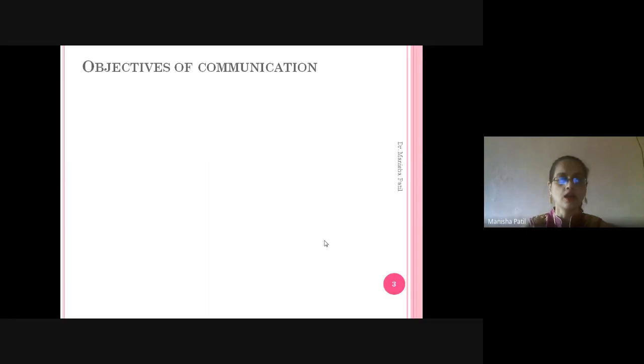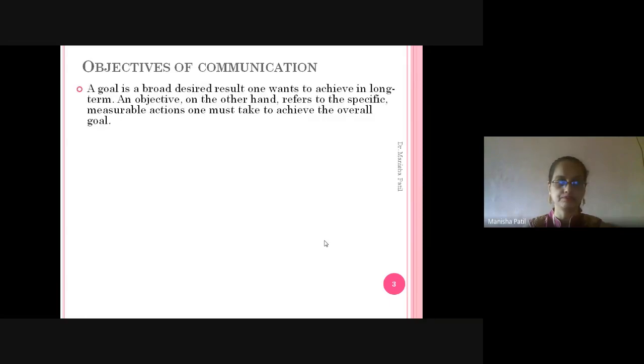So, first question, what are objectives of communication? A goal is a broad desired result one wants to achieve in the long term. An objective, on the other hand, refers to the specific measurable actions one must take to achieve the overall goal. This is the difference between goal and objective.